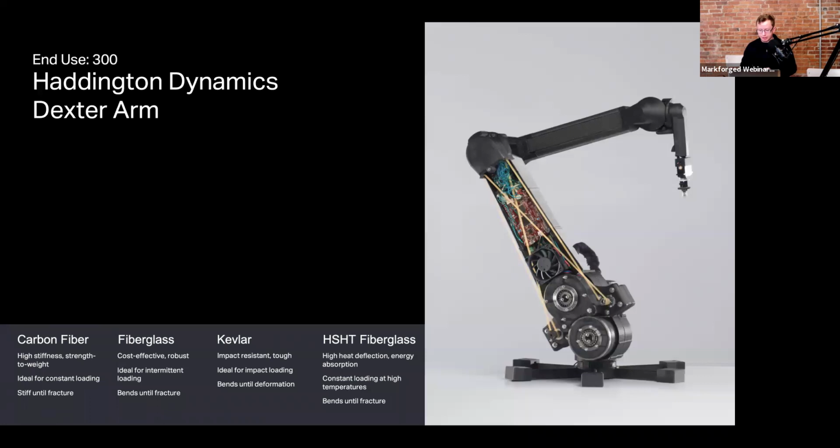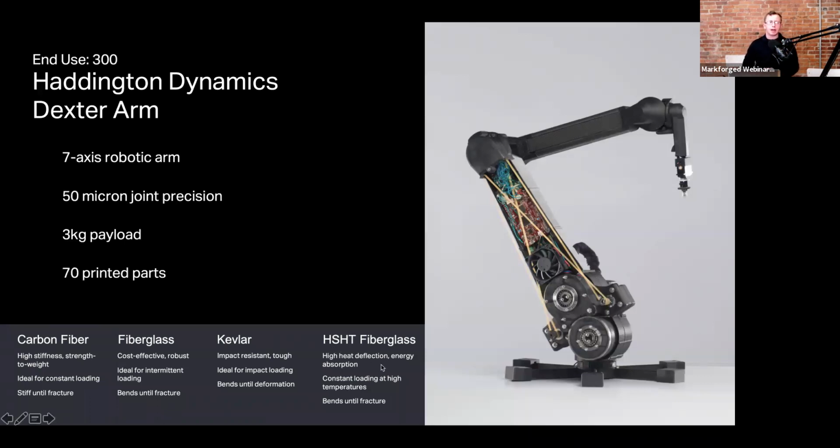So this is an arm that is built by Haddington Dynamics. It's a 7-axis robotic arm. The joints, they actually print the optical encoders on their joints, and their joints end up having 50 micron joint precision because of the electronics and that they're able to work in there. It supports a 3 kilogram payload, and they actually have 70 3D printed parts on this arm. So let's launch the poll, and we'll also talk a little bit more about this arm.